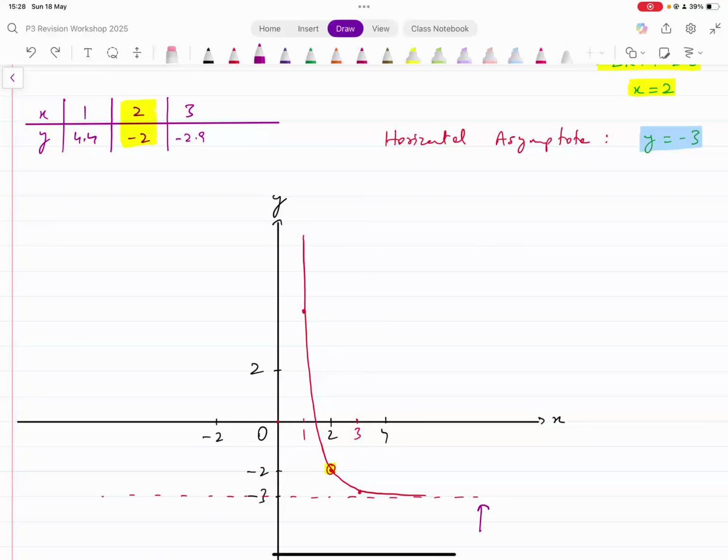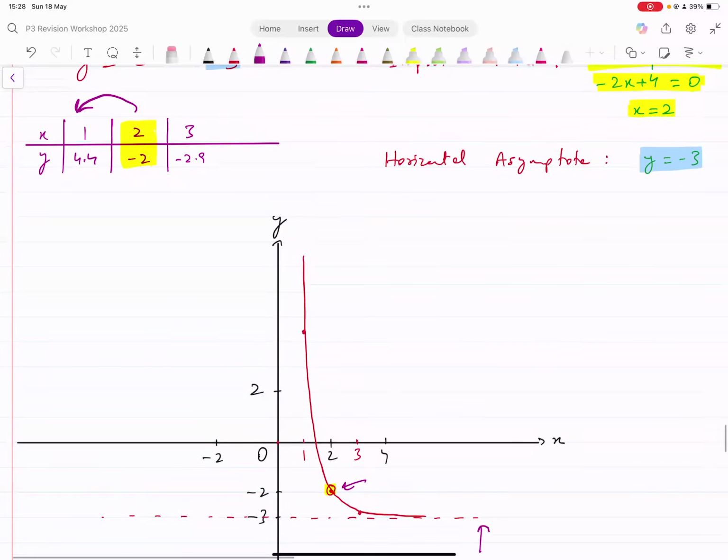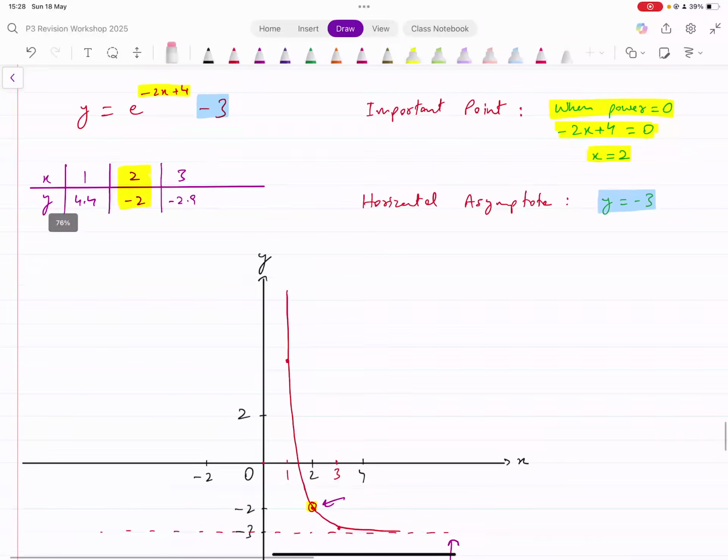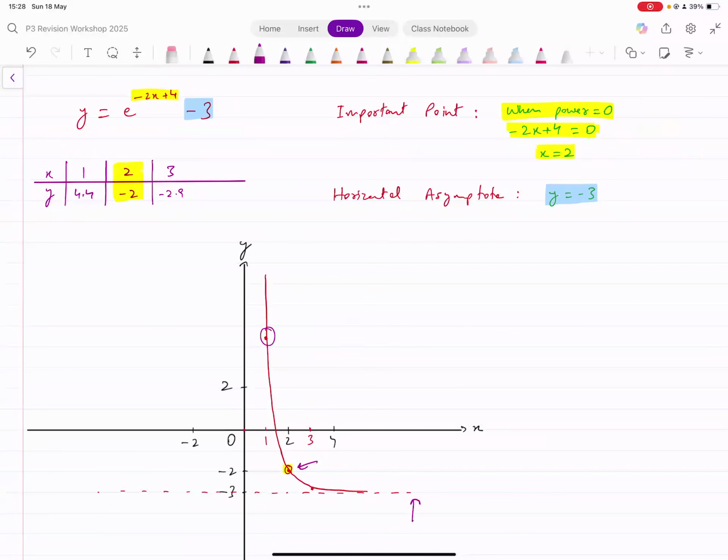You draw that dotted here. You've got that important point. How do you actually draw the graph now? Take one point to the left of the important point, take one point to the right, and that will show you how the graph is going to look. So in this case, I took 1 point on the left side, 1 point on the right side, and that gives me this and this.